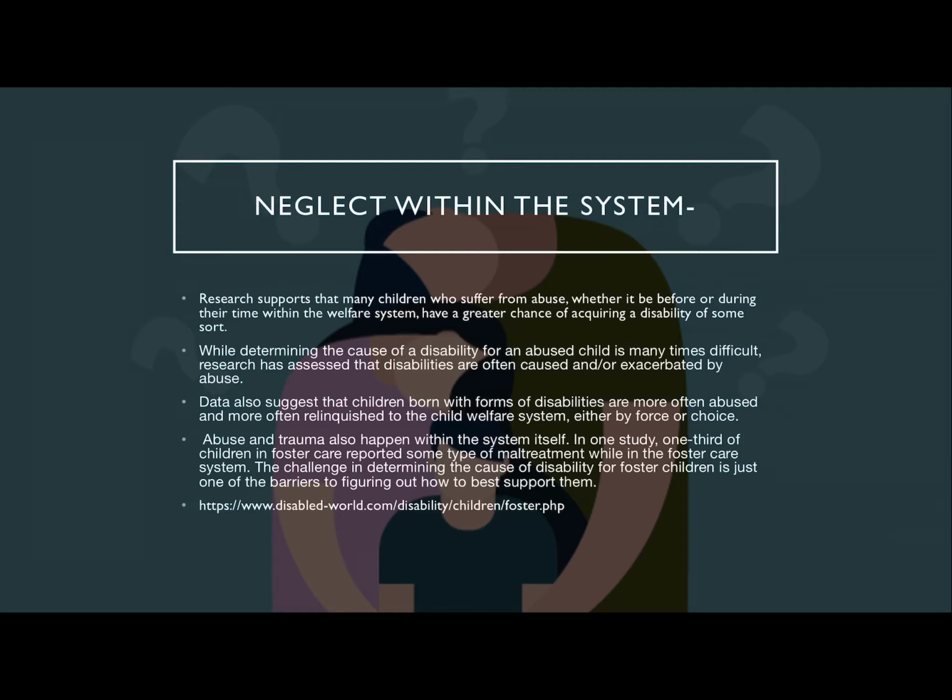And abuse and trauma also happen within the system itself. In one study, 1/3 of children in foster care reported some type of maltreatment while in the foster care system. The challenge in determining the cause of disability for foster children is just one of the barriers to figuring out how to best support them. So, as I've mentioned, 1/3 of children in foster care experience more maltreatment than what they already endured before they entered the system, which is more of a stressor on a disability and can lead to forming a disability.